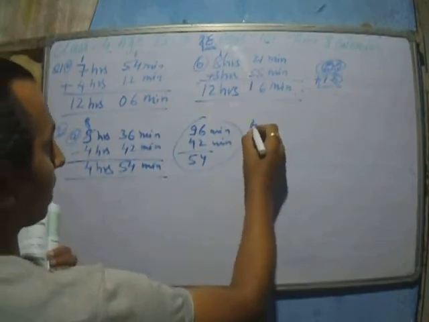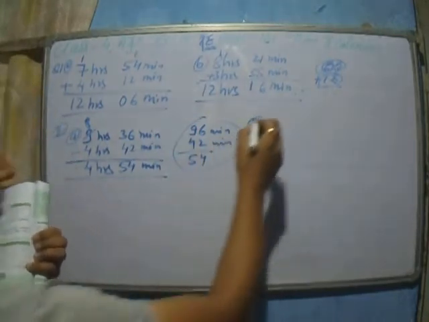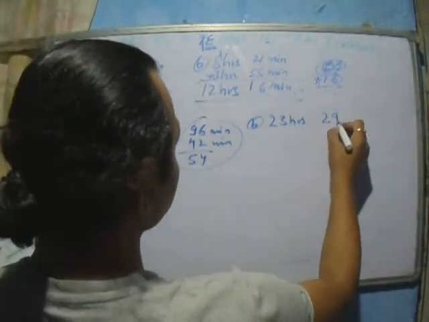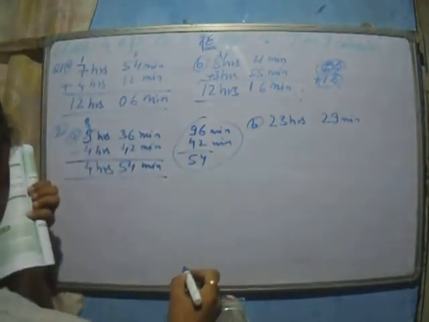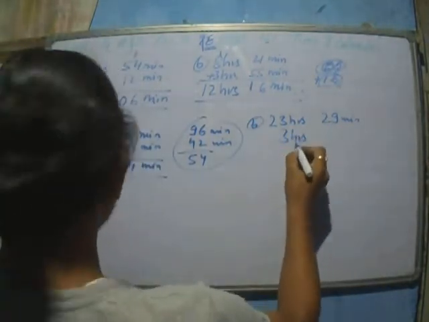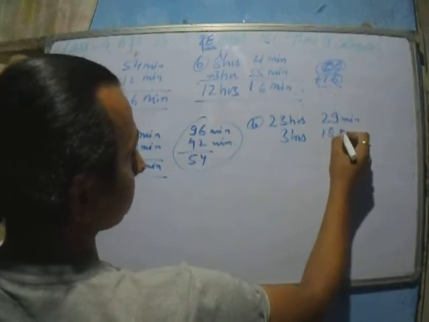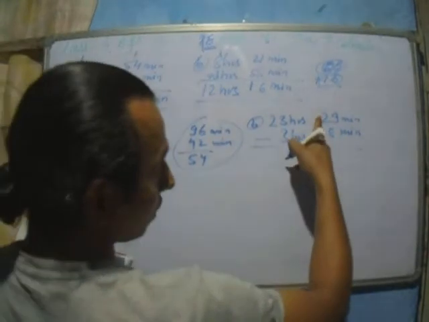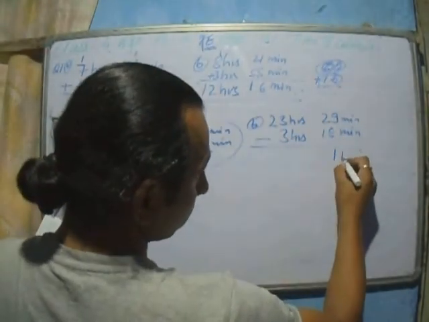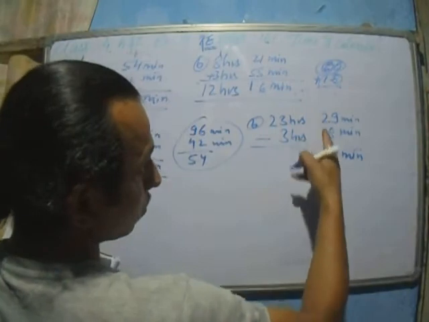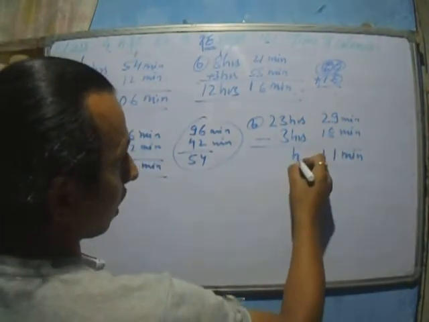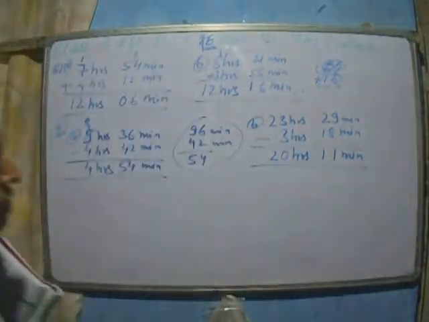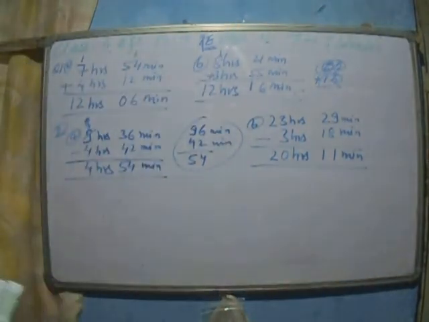Like that, number B, 23 hours, then 29 minutes. Again, 3 hours and 18 minutes is there. Now here again subtraction. So 9 minus 8 is 1. Okay, 2 minus 1 is 1. No doubt, hours will come as it is. 3 minus 3 is 0 here. So we left it 20 hours 11 minutes. So this is the answer for question number 2.